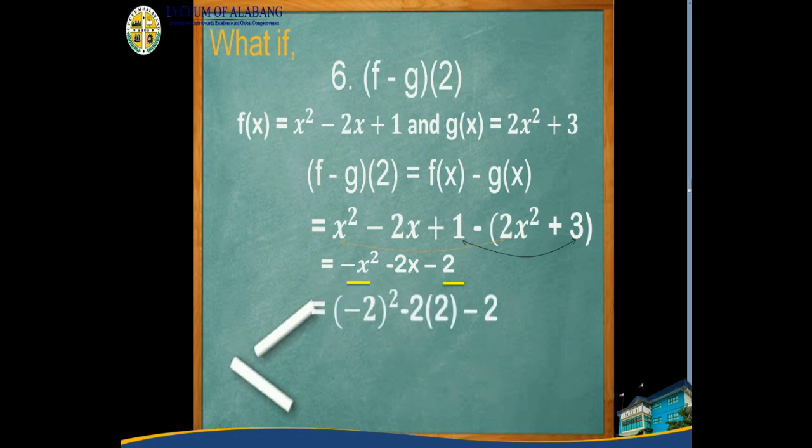Okay, so we have negative 2 squared minus 2 times 2 minus 2. And simplify. Negative 2 squared is equal to positive 4. Negative 2 times 2 is equal to negative 4. Therefore, the difference of f minus g of 2 is equal to negative 2.